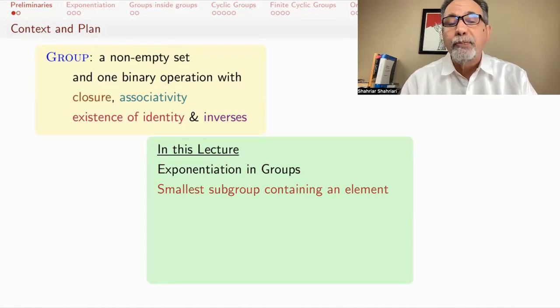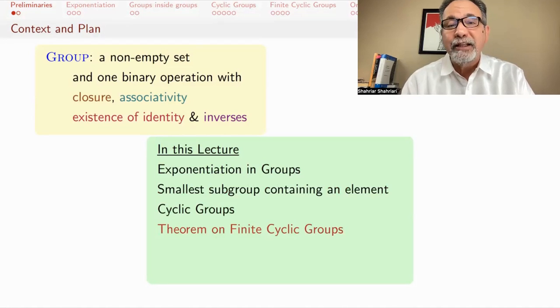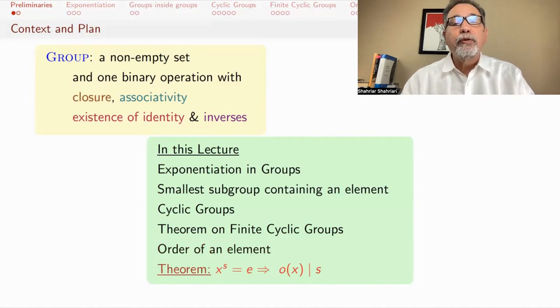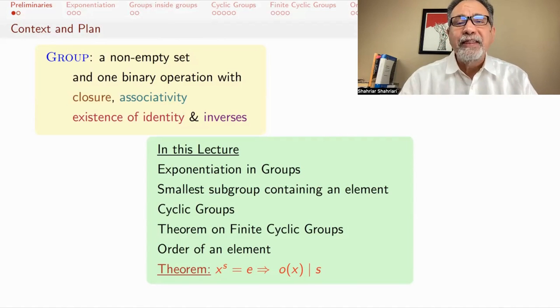In this lecture, I'm going to give you the notation for exponentiation in groups, and then we talk about the smallest subgroup that contains a certain element. That will lead us to talk about cyclic groups. We'll prove a theorem on finite cyclic groups because finite cyclic groups are particularly easy to work with and important to know about. We will talk about what the order of an element is, and we will prove an important theorem that says that if you take an element, raise it to a power, and you get identity, then the order of the element must divide that power.